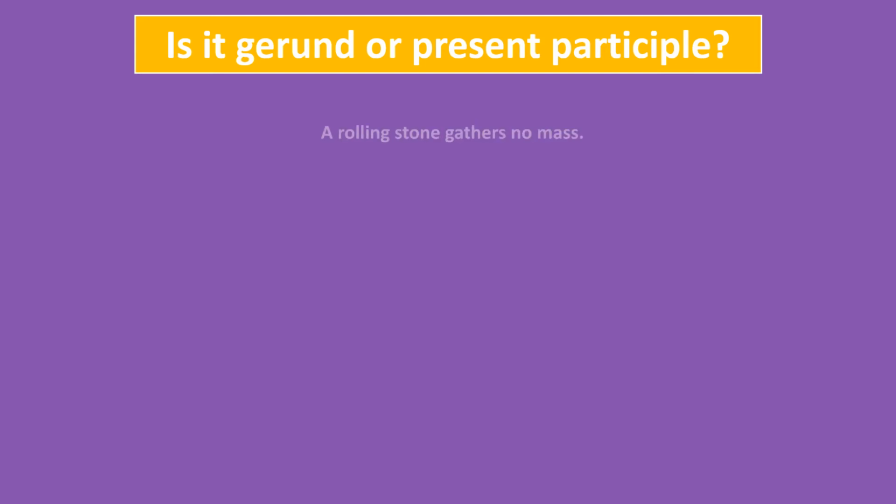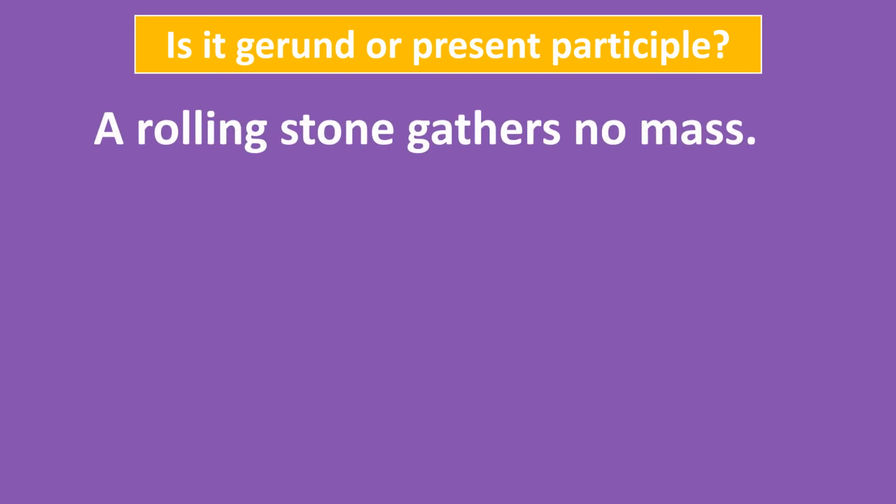Let's see some sentences which have ing forms, whether they are gerunds or present participles. You know the rules of gerund, you know the rules of present participles. Depending on the rules, let's judge whether that particular ing form is gerund or present participle. See the first sentence. A rolling stone gathers no moss. A rolling stone. It is in the subject's place. It acts as subject. When an ing form acts as a subject, it is called gerund. But here rolling is describing the noun stone. Observe that. So rolling is not a gerund.